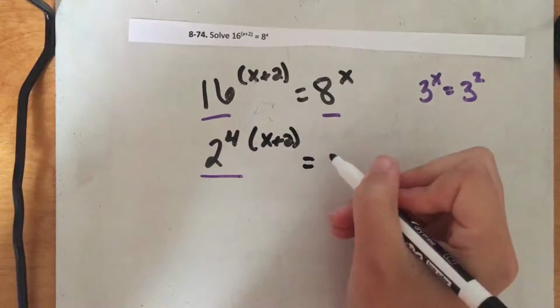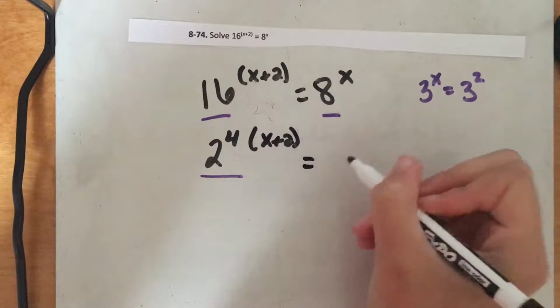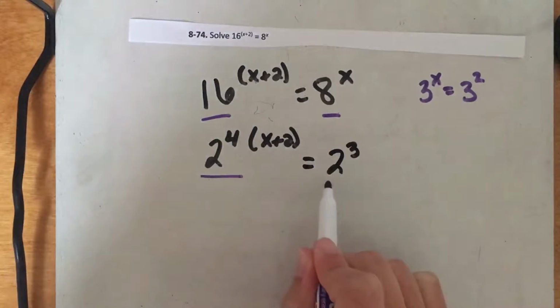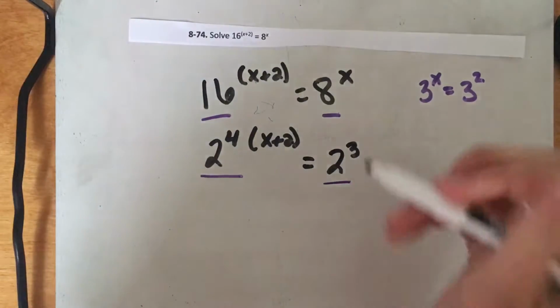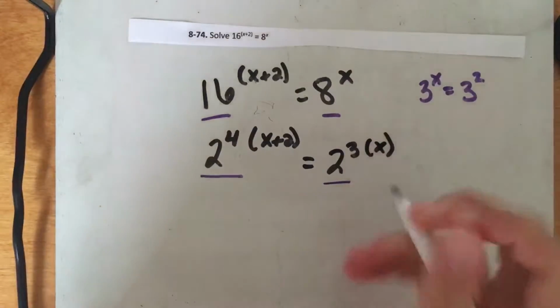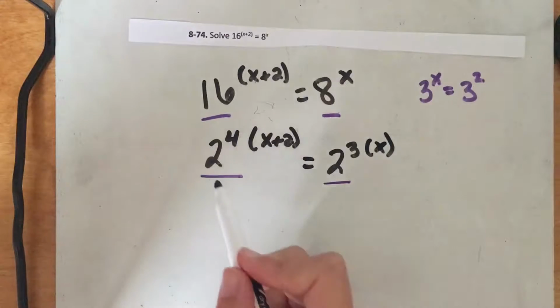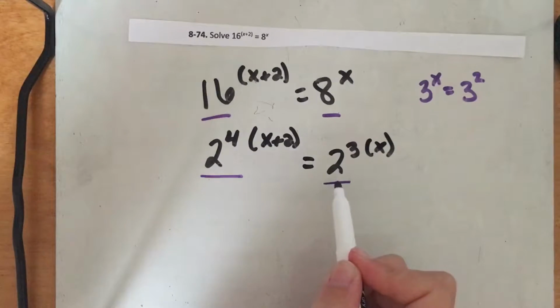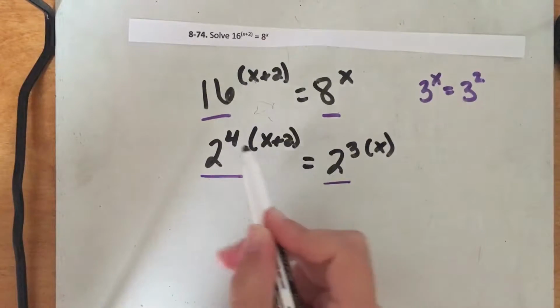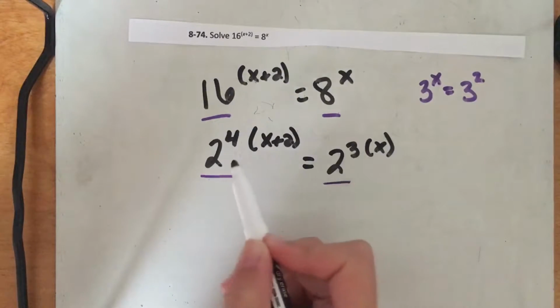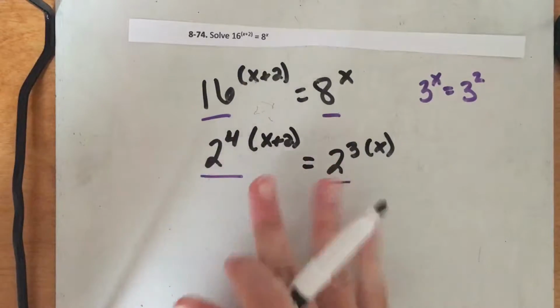And then on this side we have 8, we can rewrite that as 2 to the 3rd power, and it's still times x. I'm going to put this in parentheses up there too. So since the bases are the same, this 2 and this 2, we can pretty much forget about those and just rewrite the exponents, including this 4 up here and this 3. So I'm going to just forget about the 2's and rewrite everything.